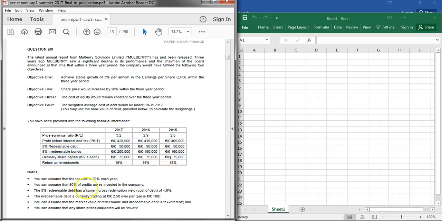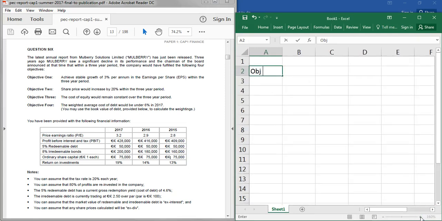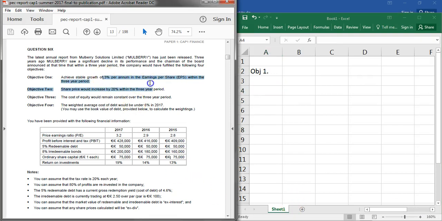And you're told information here about the tax rate, the types of debt you have, and some assumptions you can make to make the calculation straightforward. So what we have to do is go down through each objective. So just make this a bit bigger. Objective 1. And we have to see whether or not they've met the objective. So the first thing is, have they grown earnings per share at 3% over the last 3 years? So 15, 16 and 17.